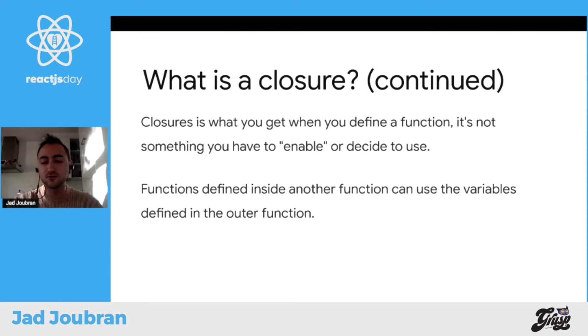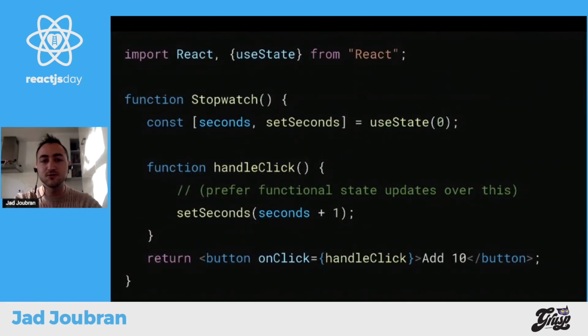So what does this have to do with React? Well, as soon as you use events inside React hooks, you are defining a function inside a function. So the handle click function is defined inside the stopwatch. And so this is a closure, and that means that the handle click function will have access to the outer scope of the parent function. So handle click can actually access all the variables and functions inside stopwatch.